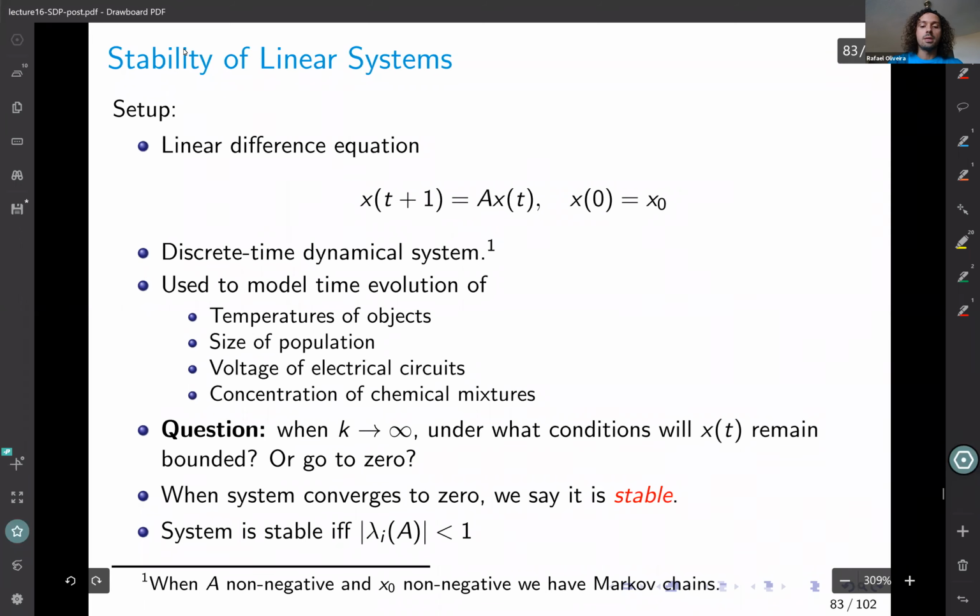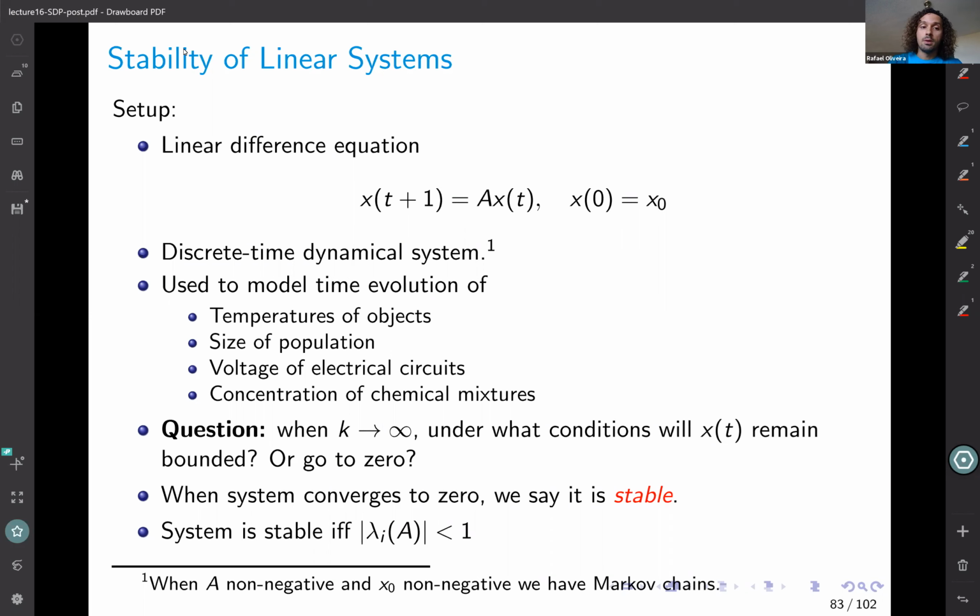So, what are the conditions? As we know from Markov chains, the system is stable if and only if the absolute value of the eigenvalues of this matrix A are less than 1. And note that this matrix A does not need to be symmetric, just like in Markov chains. So the system is stable if and only if the absolute value of the eigenvalues are less than 1. These eigenvalues can even be complex.